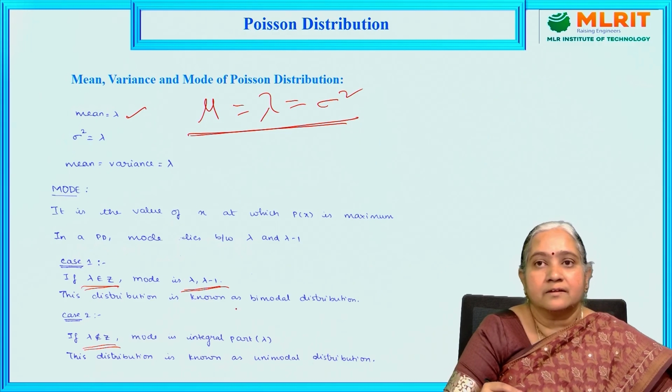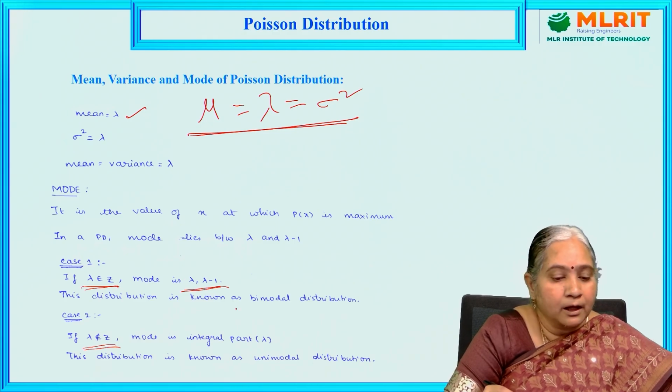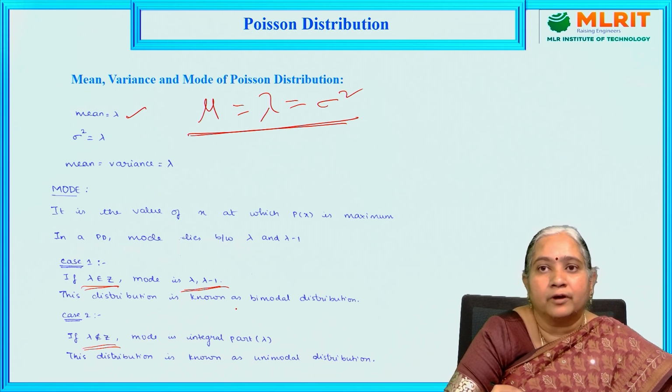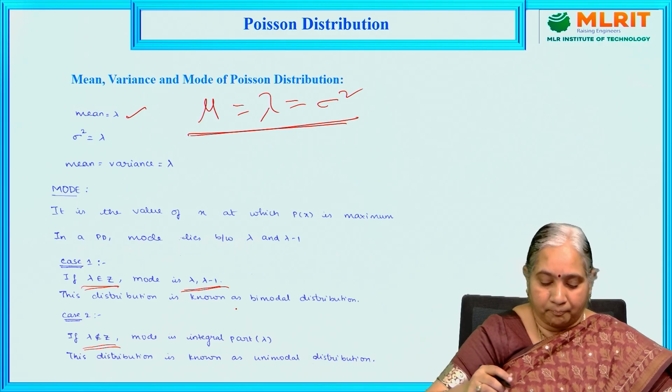Now we have discussed the properties of Poisson distribution. In the next class, we will see examples of how to find the probabilities in Poisson distribution. Thank you.